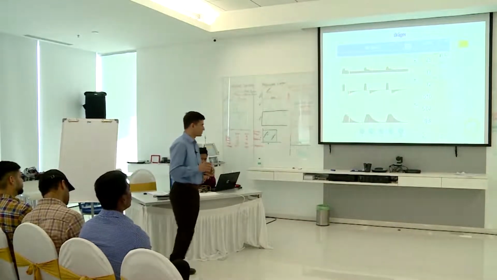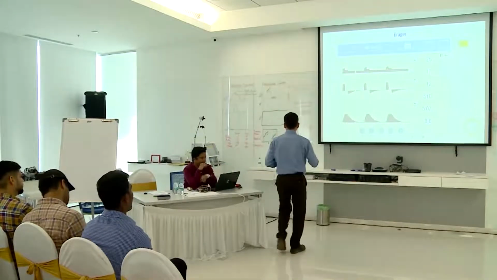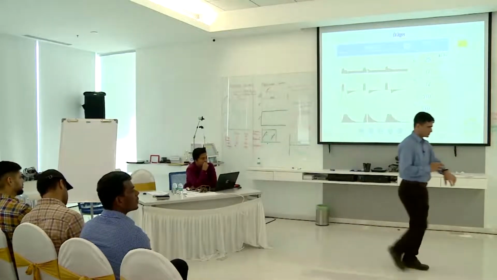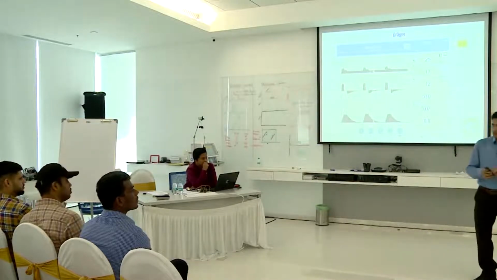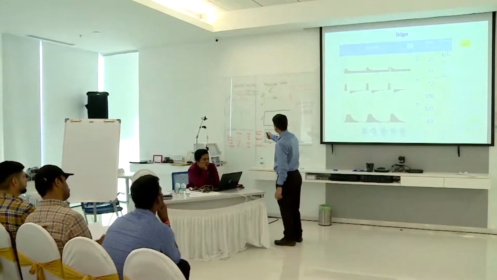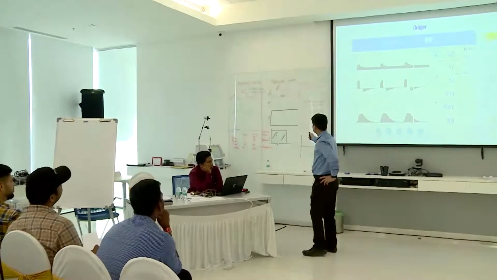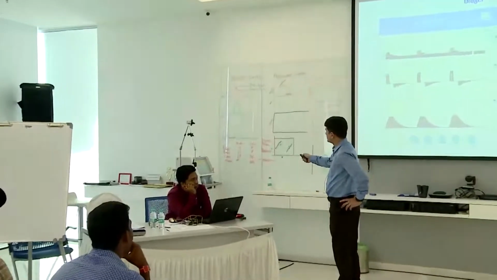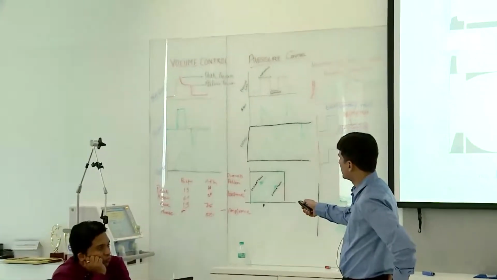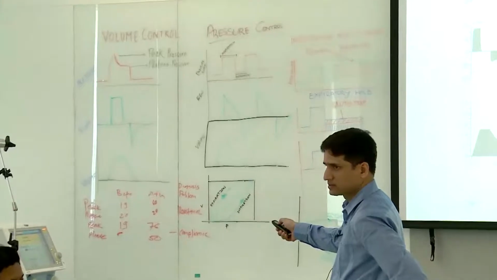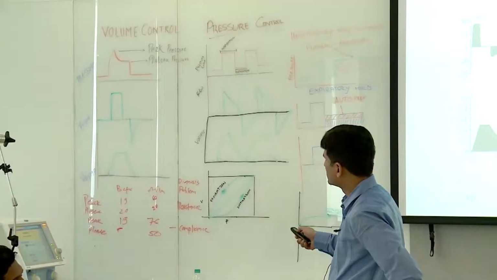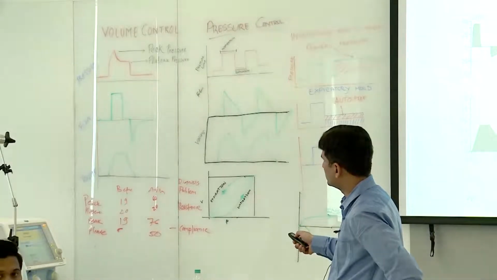So now if you go to the graph, this is the normal graph, what we discussed just now. This is the volume control mode and this is the pressure control mode. Now see what happens in volume control mode. Here the inspiratory valve opens. There are three scalars: pressure, flow and volume. So first, let's discuss the flow.